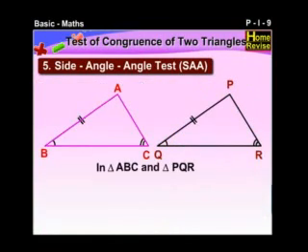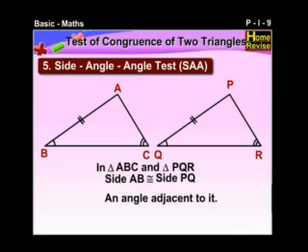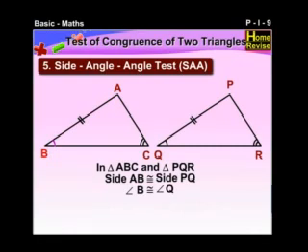Take one example. Now in triangle ABC and triangle PQR, now here a side means side AB is congruent with corresponding side PQ. An angle adjacent to it, that means angle B is adjacent to side AB. The angle B is congruent with corresponding angle Q. And the angle opposite to it, that means angle C is opposite to side AB. That means angle C is congruent with corresponding angle R.